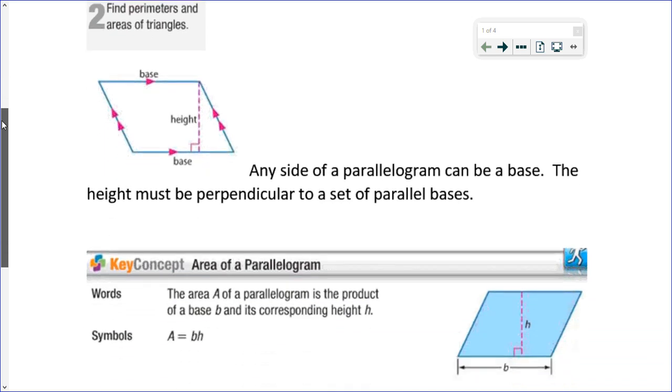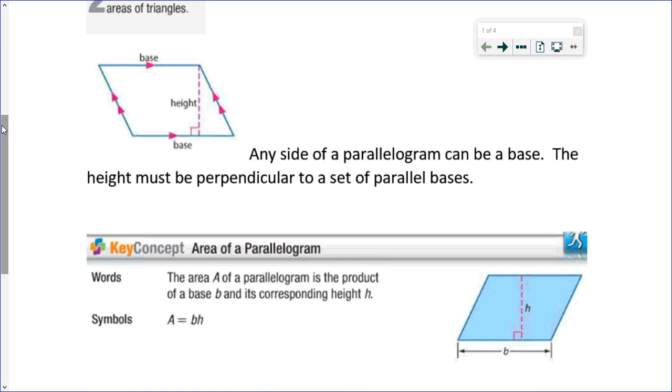So here we're looking at a parallelogram. First, of course, in parallelograms, opposite sides are parallel. That's kind of the definition. Any side of a parallelogram can be a base, no matter what side we call the base. What is of note here is that the height must be perpendicular to a set of parallel bases. So the height always should be measured as the perpendicular segment to a base. All right, so that is important to know.